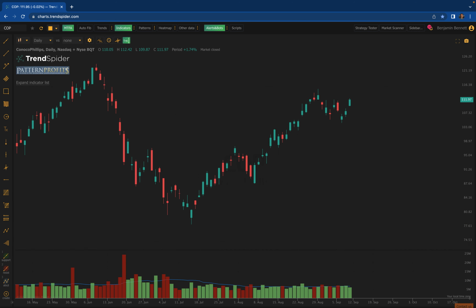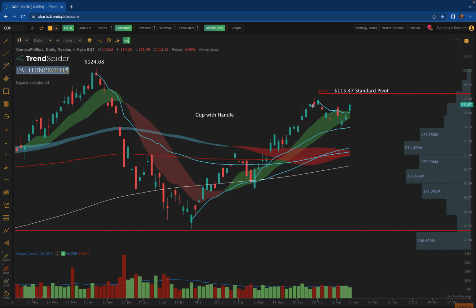A couple big boys in the same group, COP. Same type situation here. You're back above anchored VWAP off of the swing high with the 10-20 cloud just below. Nice move there. 115.47, the standard pivot above. Cup with handle pattern, 124.08 on the left side here with ConocoPhillips. Same situation here. If it comes in, I could see taking it tight, benched against anchored VWAP and the 10-20 cloud, or I could see it on strength through 115.47 on big volume.